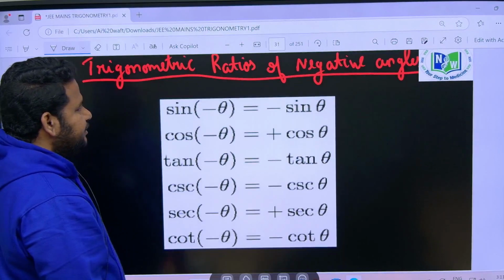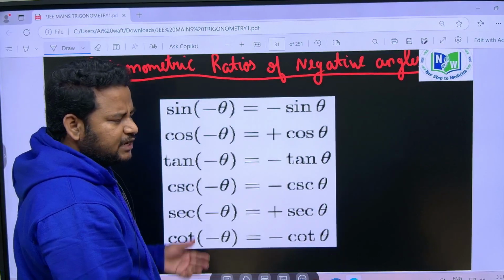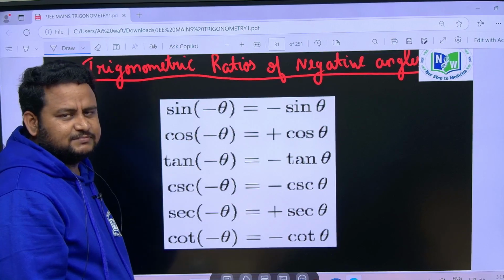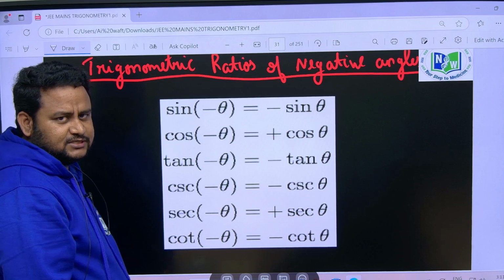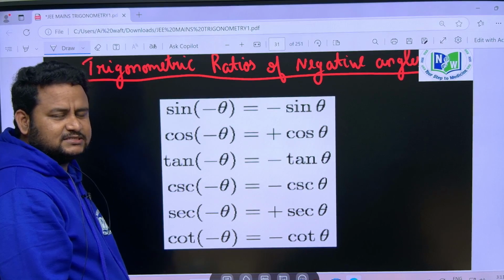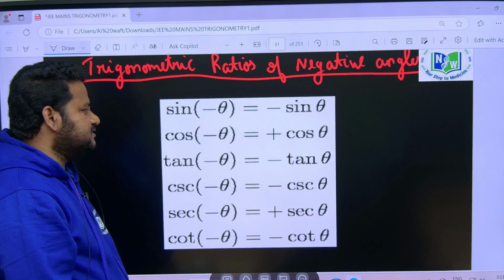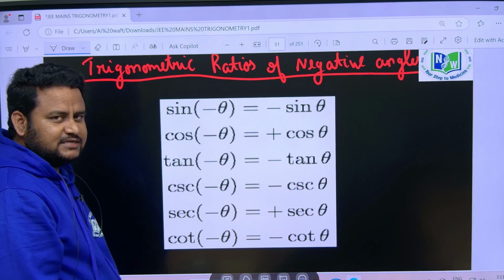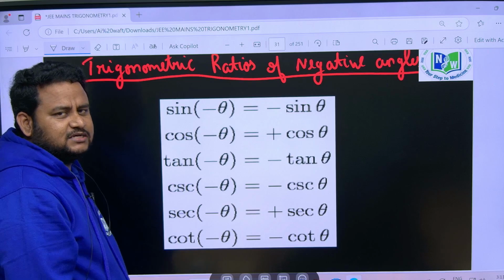Trigonometric ratios of negative angles. Sine of minus theta is minus sine theta. If sine is negative, then cosec will also be negative: cosec of minus theta is minus cosec theta. Tan of minus theta is minus tan theta. If tan is negative, then its inverse, cot of minus theta, will also be negative.